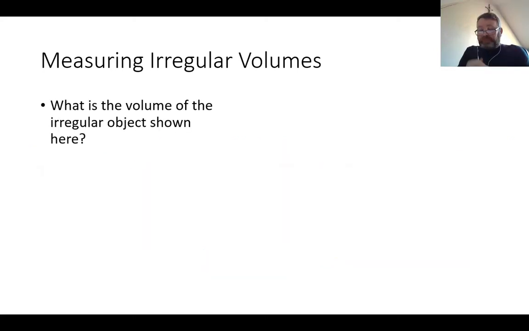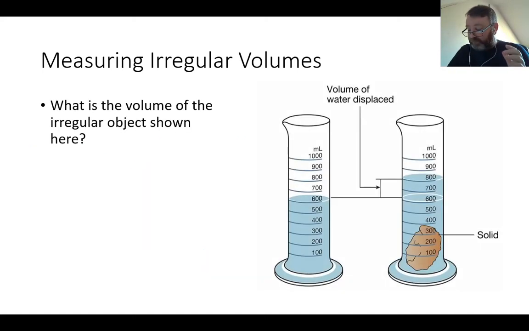Okay, so what's the volume of the irregular object shown here? Now this is, again, quite easy to do. What are we dealing with? We're starting here with 600. We put in the object and it rises to 800, which means the difference between the two is 200, and that difference is the volume of the object that is present. So that's the principle of Archimedes, and that's how we work out accurately the volume of an irregular solid. Use a graduated cylinder, use an object that can sink.